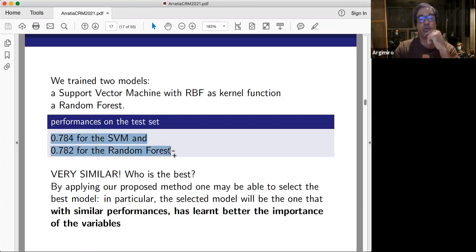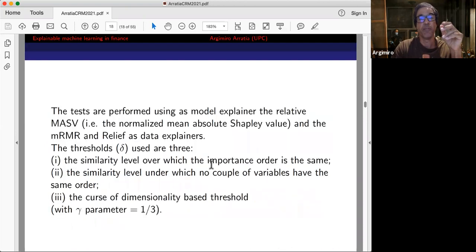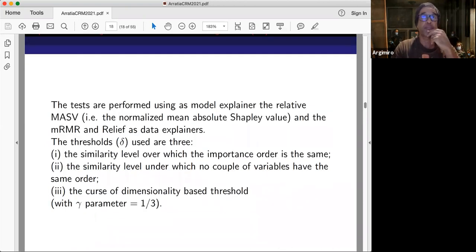So this gives actually no information on which of the models is the best. And here is where our proposed methods come into play. Departing from the fact that both models perform equally, the better model will be the one that, with a similar performance, has learned better the importance of the variables. So we're going to find out which of these 2 models has used the input variables, our 6 input variables, the best, and in which ways.